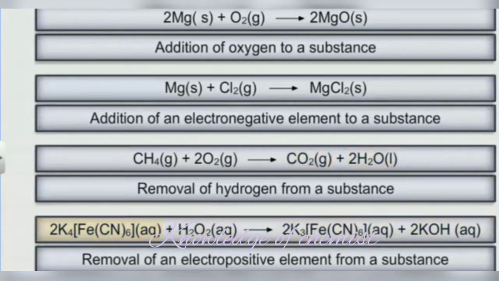In the fourth equation, potassium ferrocyanide reacts with hydrogen peroxide. Oxidation occurs due to the removal of an electropositive element. Potassium ferrocyanide forms potassium ferricyanide.